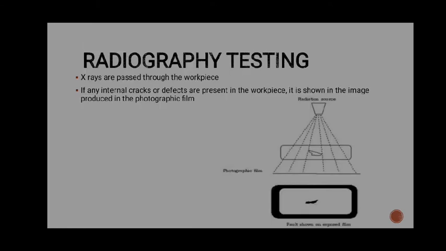Next is radiographic testing. In this method, mostly X-rays are used for finding the internal defects in the components. X-rays are passed through the workpiece and reaches the X-ray film placed below the workpiece as shown in the figure. If any internal cracks or defects are present in the workpiece, it is shown in the image produced in the photographic film. Instead of X-rays, we can also use gamma rays, which has more penetrating power than X-rays.